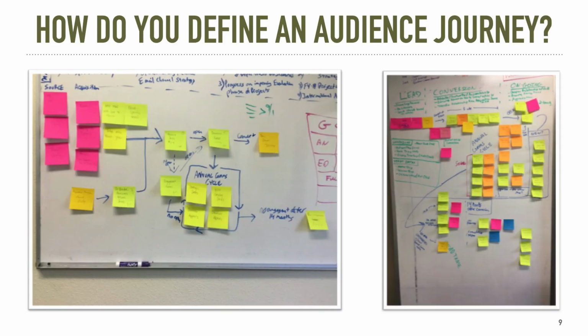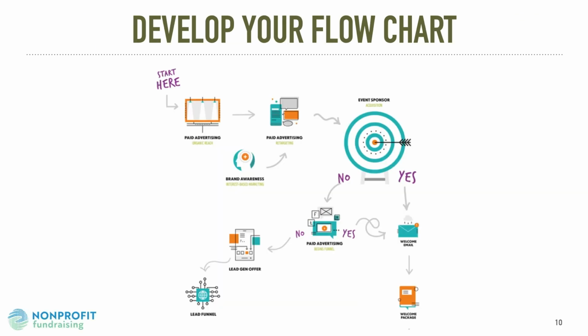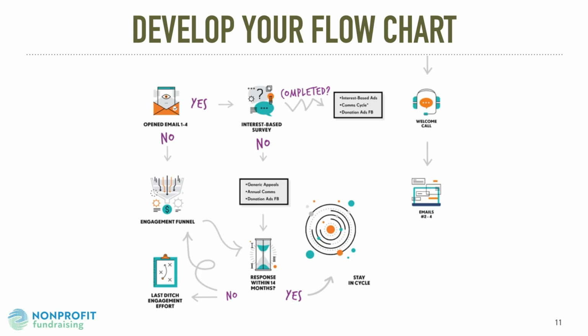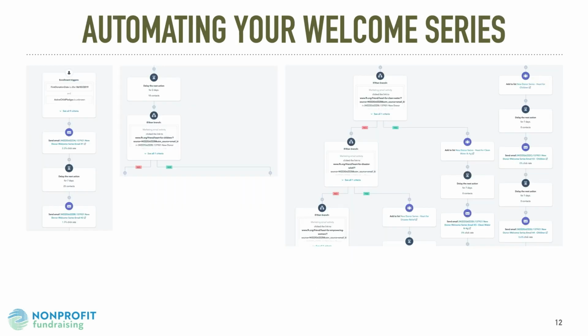Now, when we first started defining an audience journey at one organization I worked with, we literally took Post-it notes and we wrote Post-it notes and put them on the board. And then we started working through, when does an email go in? When do we have a point where it might break out into different options that a donor or a lead might choose? Now, when you take those Post-it notes and you put them into an actual flow chart, then it starts to look like this, and then you can turn it into actual automation.